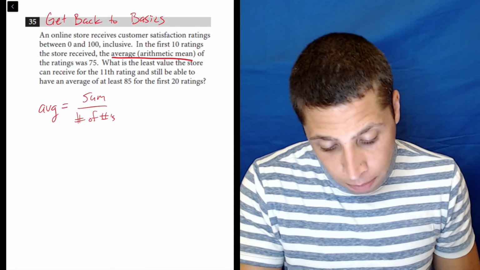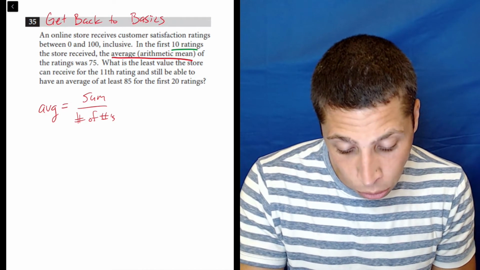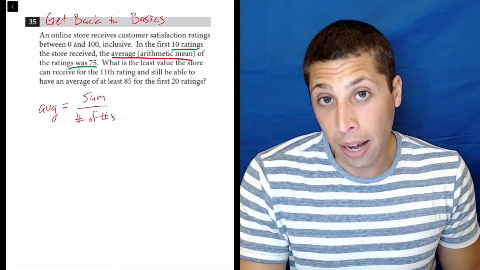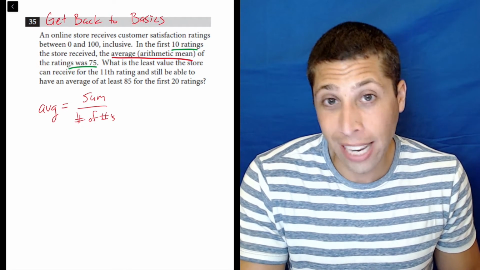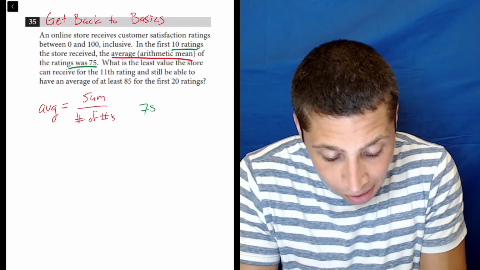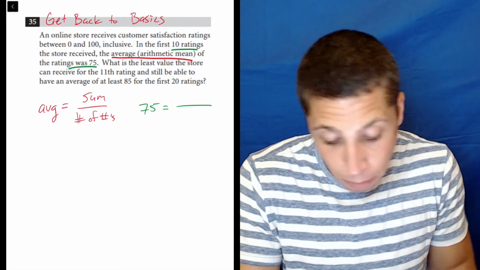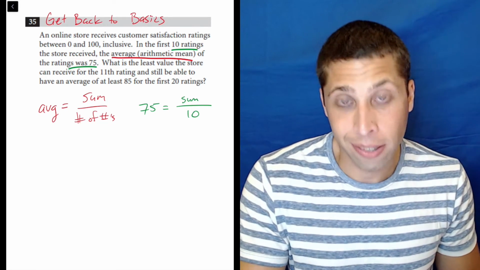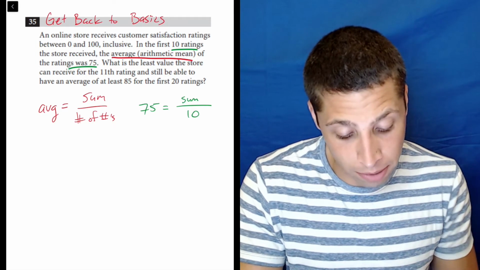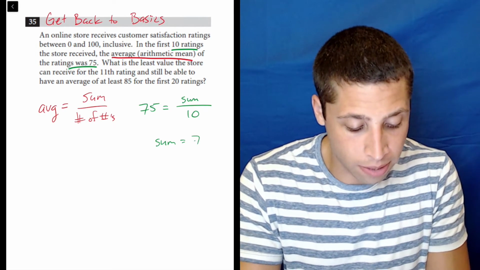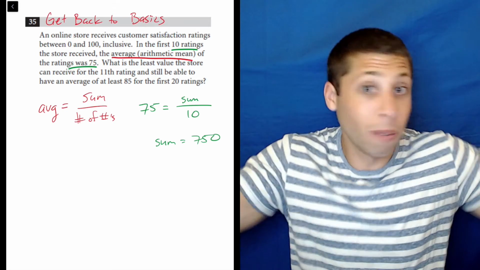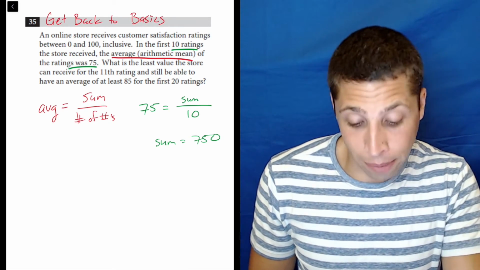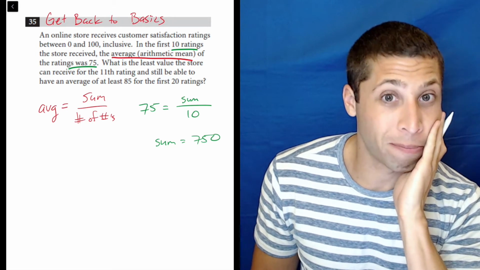So the second sentence kind of tells us what we need. In the first 10 ratings the store received, the average was 75. Again, I don't really know why I'm doing this other than I can do it, but I know, okay, if the average is 75 and the number of ratings is 10, then I can find the sum of those ratings. Just multiply 75 times 10, and we get that the sum is 750. Cool. I don't know why that helps, but I did it anyway. And then I think, okay, maybe I can do some more stuff, and we'll learn more about the question.